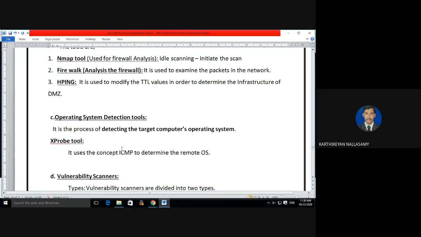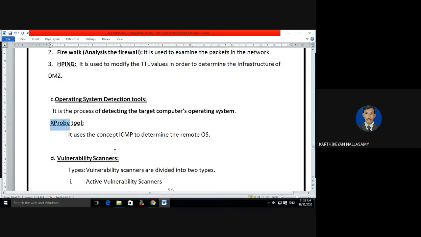For that, normally we can use the ICMP method, the tool is called XPROBE. It follows the concept of ICMP, that is Internet Control Message Protocol. It will control everything. So this is called operating system detection tools.